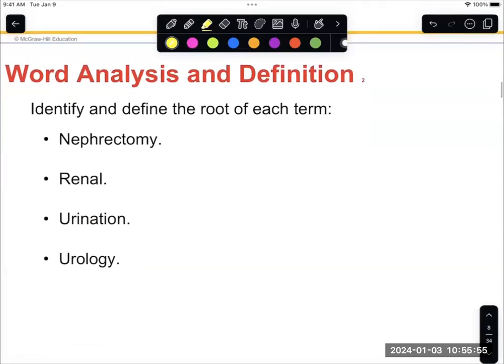So let's find the root of each of these words. Nephrectomy. Nephr, the root that means kidney. Ren means kidney, in renal. In urination, urine means urine. Urology. Here's our combining form, uro, which means the urinary system.